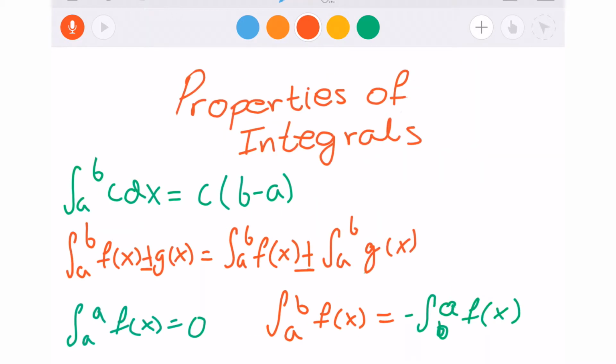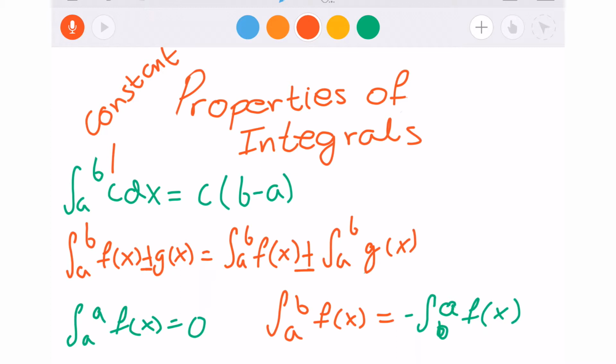Alright, so let's go to the properties of integrals. For the integral from a to b of c dx, where c is our constant, it's just c times b minus a. And moving on to the next property, the integral from a to b of f of x plus or minus g of x is equal to the integral from a to b of f of x plus or minus the integral from a to b of g of x. So basically, we're just splitting up the equation.